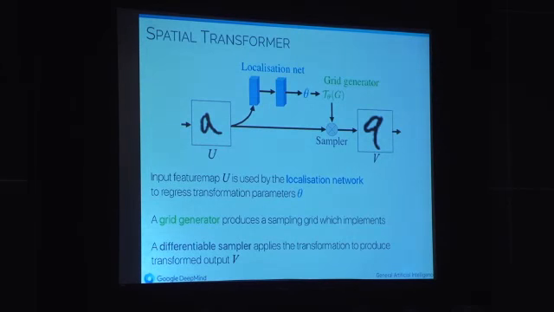So there are three main parts of a spatial transformer. The first is this localization network, which takes an input feature map and gives you the transformation to be applied to that feature map. Then there's a grid generator, which produces a sampling grid. I use sampling in this sort of graphic sense here. And then there's a differentiable sampler, which applies that sampling grid and performs the transformation.